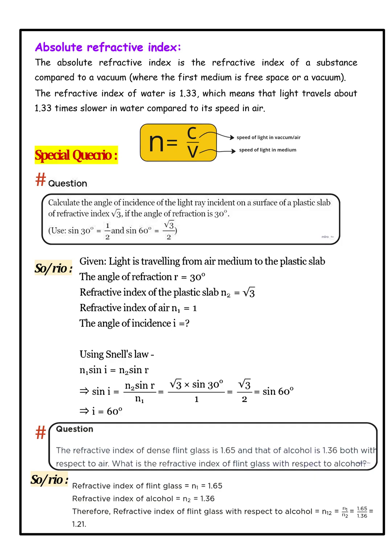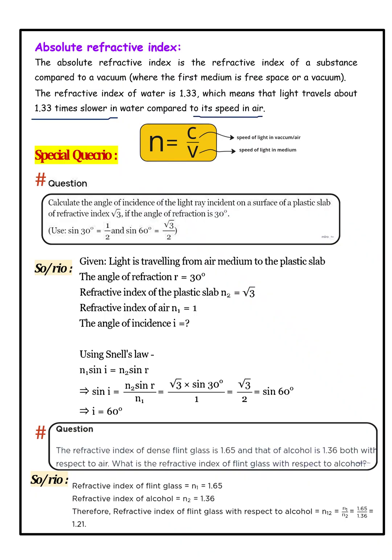Okay, now we study about absolute refractive index. This is the refractive index of a substance compared to a vacuum. The refractive index of water is 1.33, which means that light travels about 1.33 times slower in water compared to its speed in air.